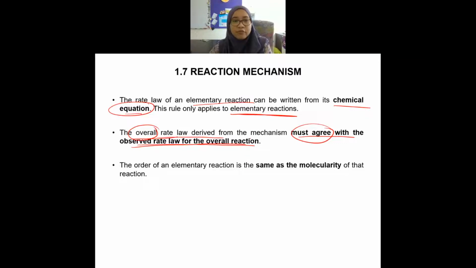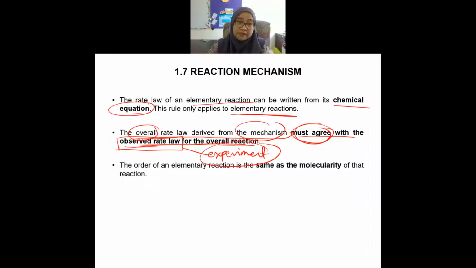Okay, the overall rate law derived from the mechanism, sebenarnya kita boleh, we have that kemudahan untuk predict from the mechanism. But dia mesti agree dengan the observed rate law. Observed rate law ni is the one that we get from experiment, guys. Dia mesti agree. Okay, tapi like I said, kita tak belajar this one in detail. Kita belajar very surface. Kita kena make sure that these two should be tally. Kalau tak tally, that means kita akan disregard this one. Kita hanya ambil from the experiment.